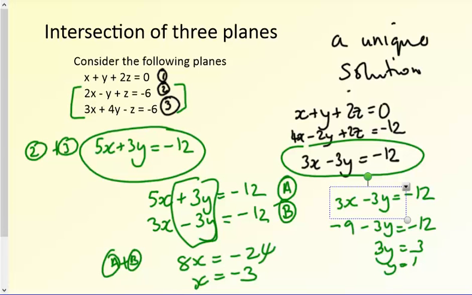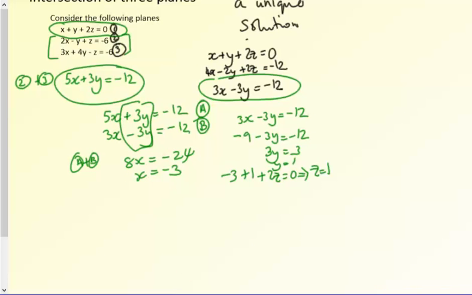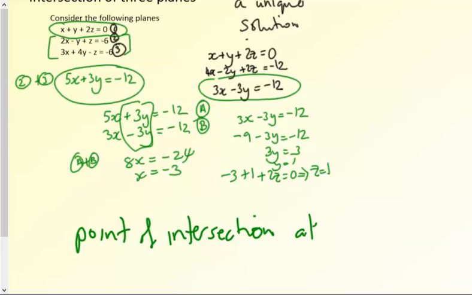So I've got my x coordinate, my y coordinate, and now I want my z coordinate. Well, let's pop those bits of information into this equation here. So I've got x plus y plus 2z equals 0. Now a space here, but that is going to give me z is equal to 1. So what that means is that we've got a point of intersection at minus 3, 1, 1.